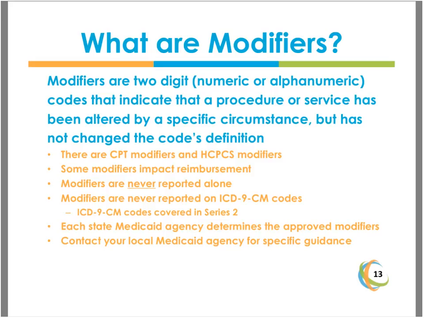Modifiers are never reported alone, so you should not be reporting any services with just a modifier. You should be utilizing a CPT code or a HCPCS code, and when necessary, append a modifier. Modifiers are never reported on ICD-9 codes, which are covered in Series 2, so we'll discuss ICD-9, the diagnoses, in Series 2. For further information regarding the appropriate use of any modifiers, contact your local Medicaid agency for specific guidance.